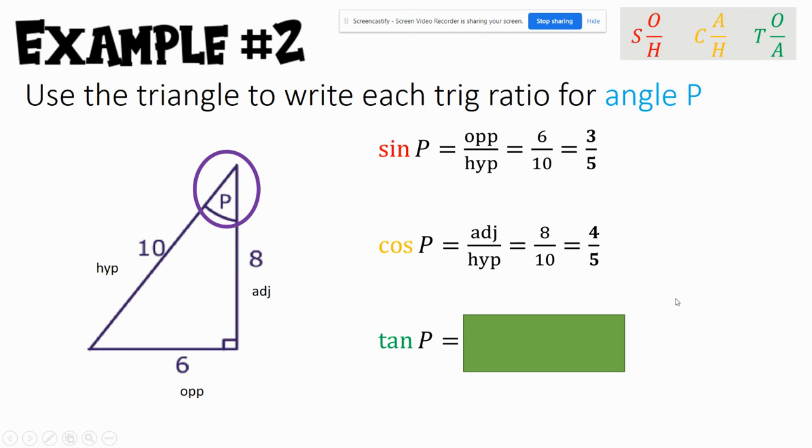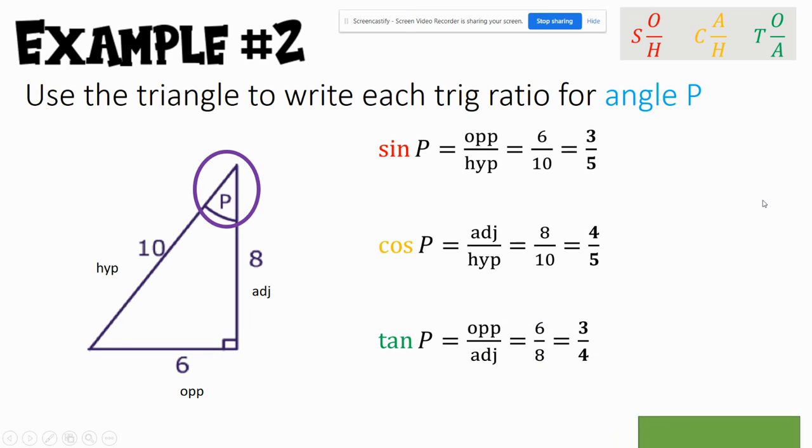My last ratio is tangent of angle P. Tangent, by definition, is the opposite over the adjacent side length. Set up your ratio, investigate it. Can you simplify it? And this one, you can simplify it. So your ratio is 3/4.